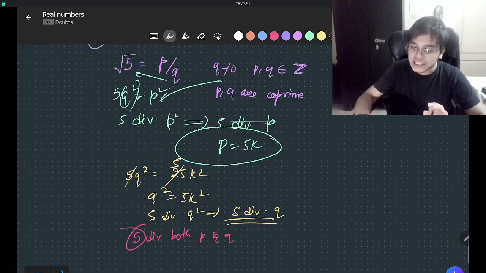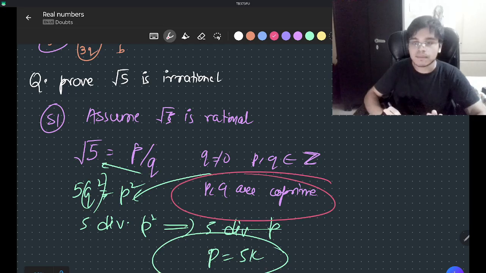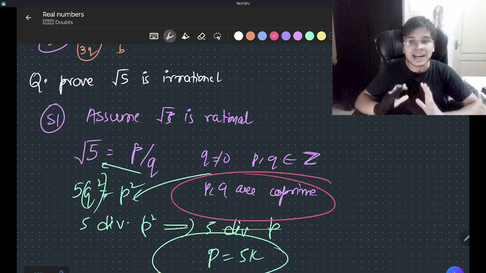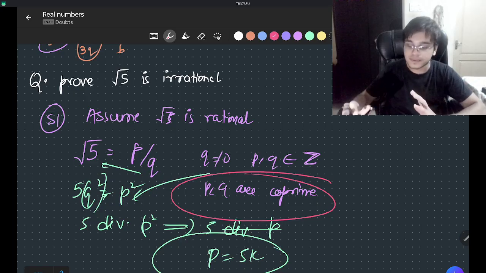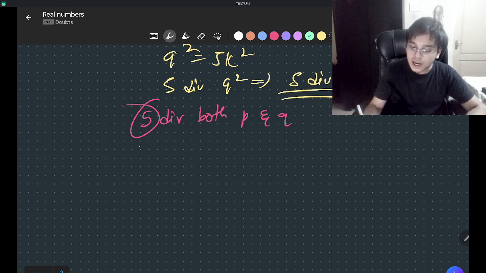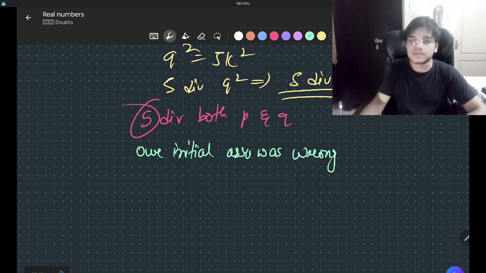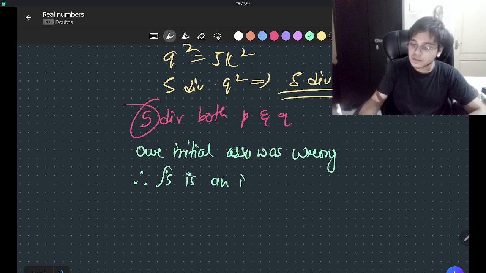But our initial assumption was that p and q are co-primes, which means that they cannot have any other common factor than 1. But as we proved, p and q both have a common factor 5, which means our initial assumption was wrong. It means, therefore, root 5 is an irrational number.